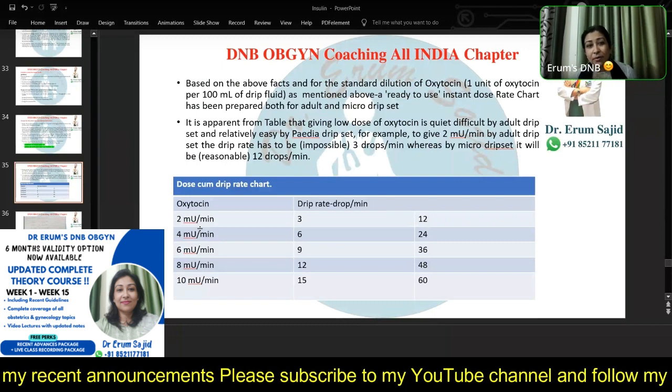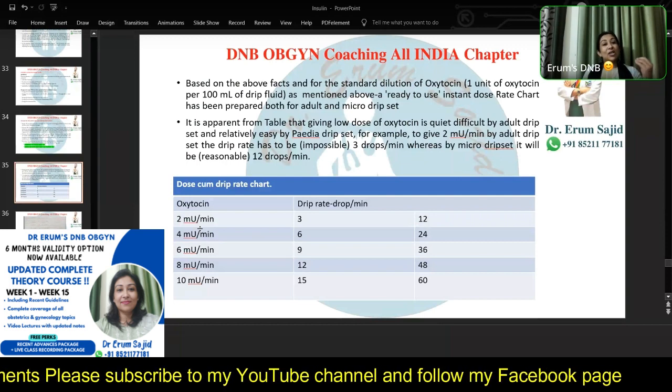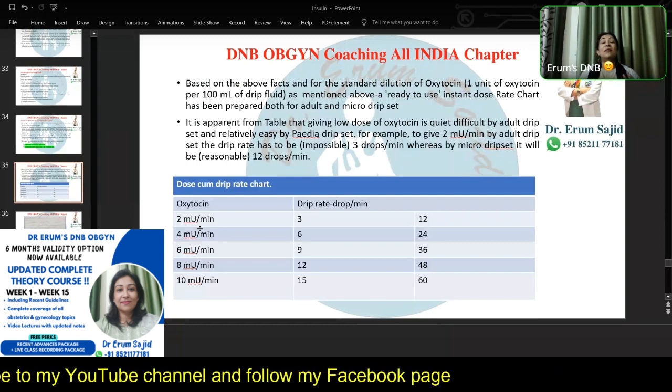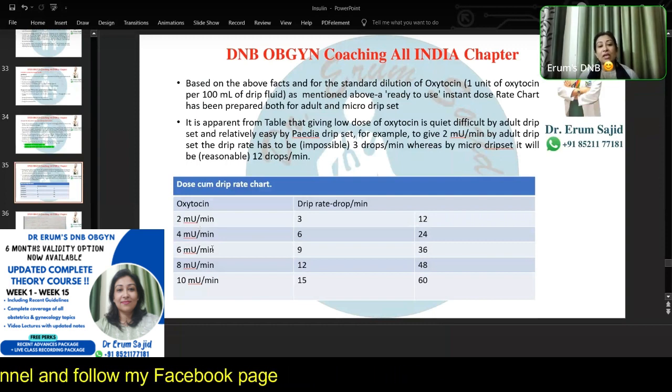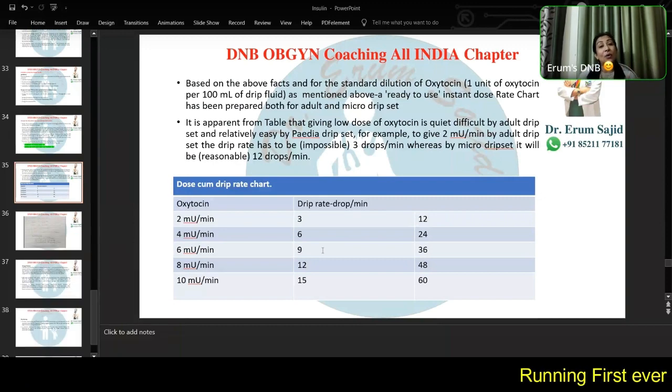But that does not happen, right? So what I'm trying to impress upon you with this is that actually we follow the low dose protocol because we are thinking we are giving 2 milli-units, but the drop rate is so high that it goes to this level, 6 milli-unit per minute. So I just refreshed your process of understanding what exactly happens in our labor rooms, and whether we are doing the right thing or not.